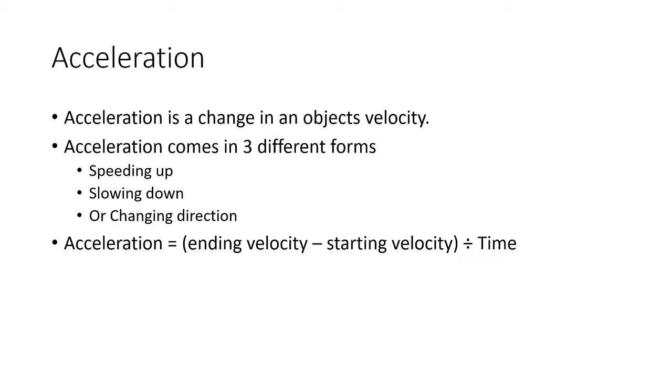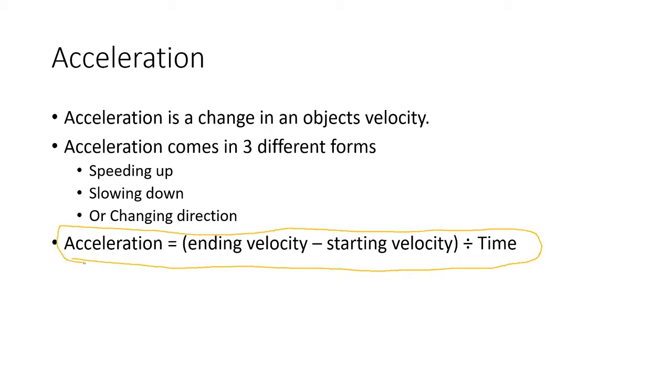Either acceleration is A, you are speeding up, you are going faster; B, you're slowing down, you're moving slower; or C, you are changing direction. These are the three different forms that acceleration can take. Now, that being said, we actually have a formula for acceleration. This is one of the more complex formulas I'm going to be giving you, but I don't think it's that bad overall. So let me just circle it here.